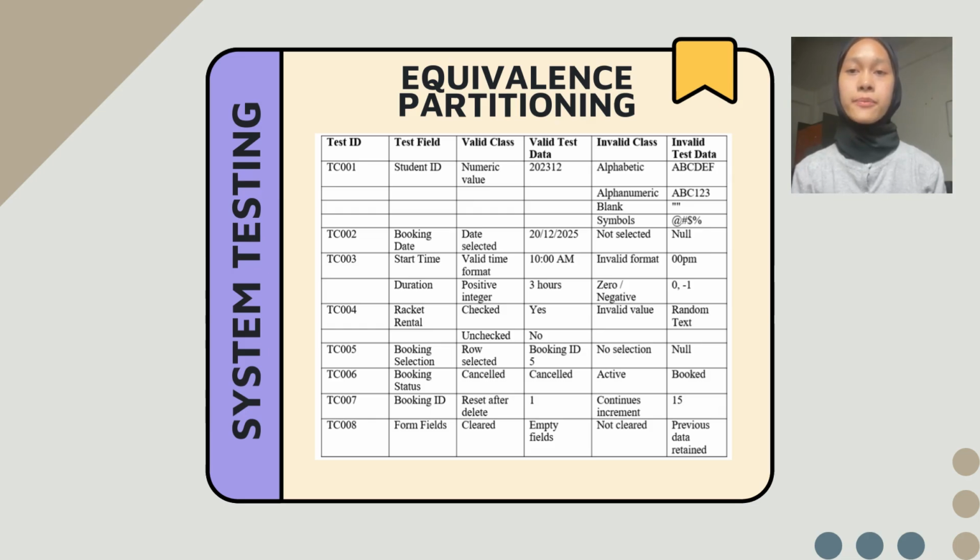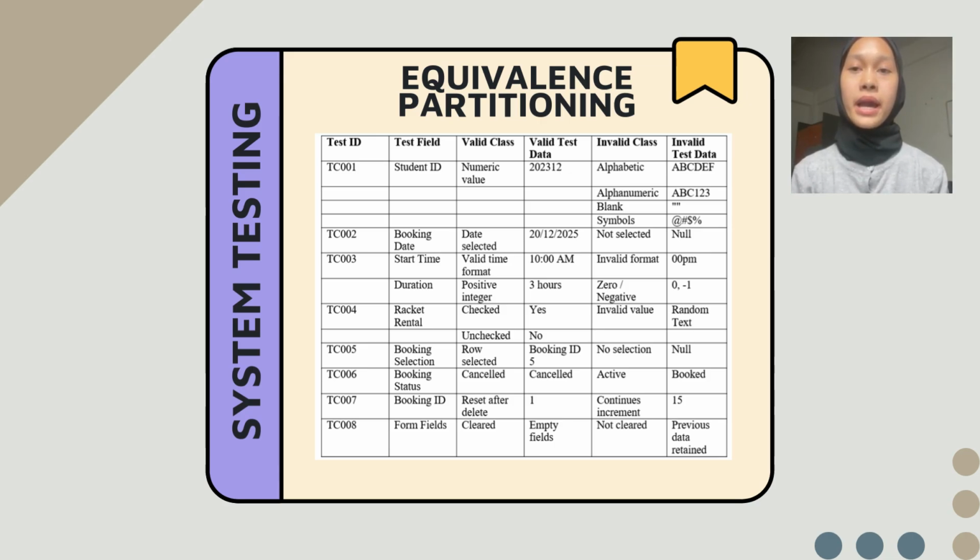So, number 2, we have booking dates. The booking date is valid when a date is selected. So, if no date is selected, the input is considered invalid and should be rejected. Then number 3, we have start time and duration. So the start time must follow a valid time format such as 10:00 AM, and invalid formats like 00 PM are rejected. So the duration must be a positive integer, while 0 or negative values are invalid.